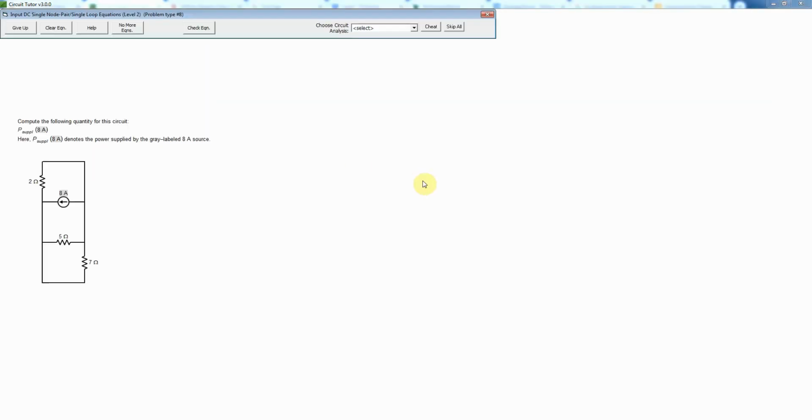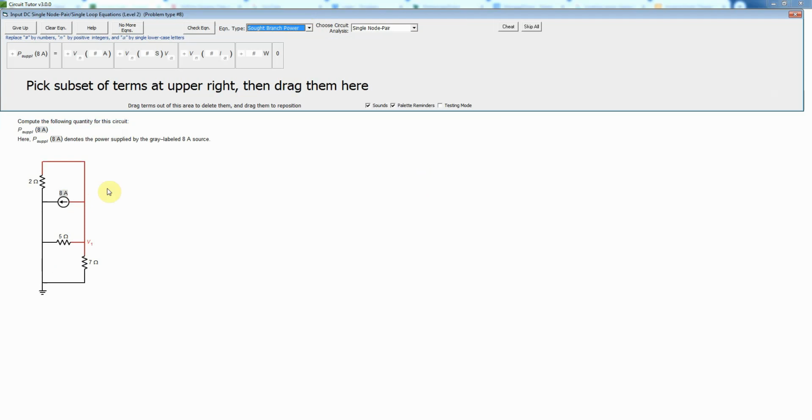Okay, and then for the last problem type, I'm going to choose a single node pair analysis here because this is a single pair of nodes, but it's actually 3 interior meshes. So now I want a power supplied by a current source. So again, that'll be a sought branch power because it's asking for the power supplied by the 8 amp source. So that's going to equal what?